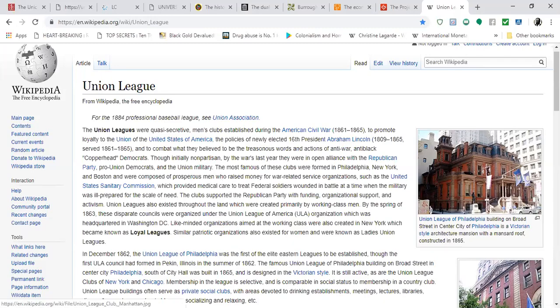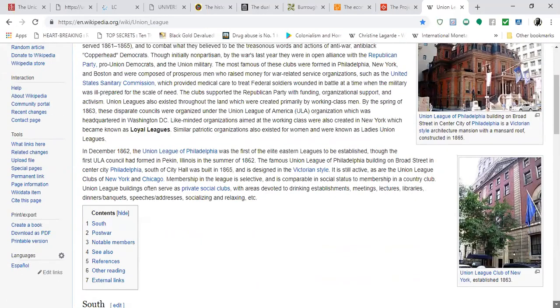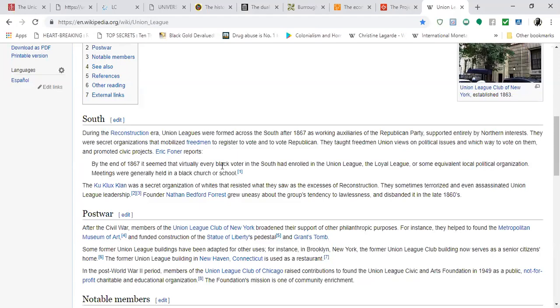All right, so we're gonna go down a little bit more. There was an alliance. Now, during the Reconstruction era, union leagues would form across the South after 1867 as working auxiliaries of the Republican Party, supported entirely by Northern interests. Right. That's the key right here. You know what I'm saying? Supported entirely by Northern interests.